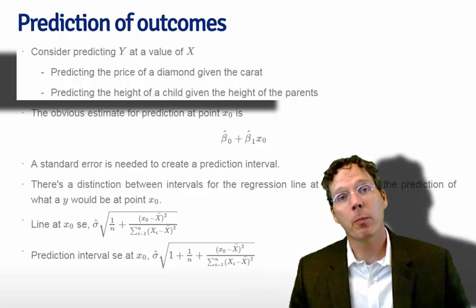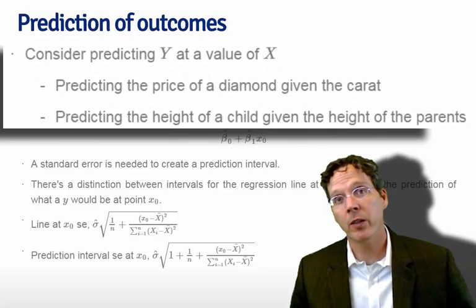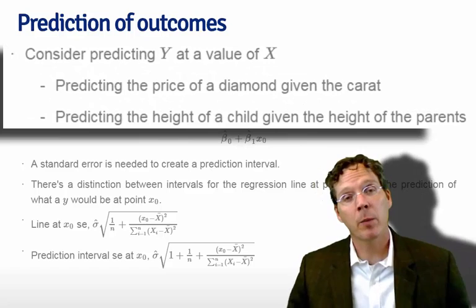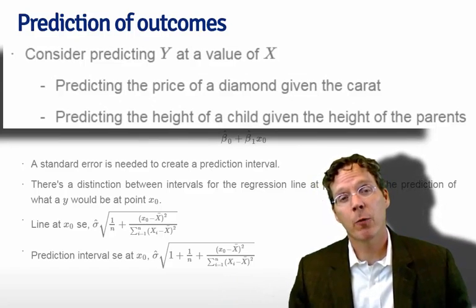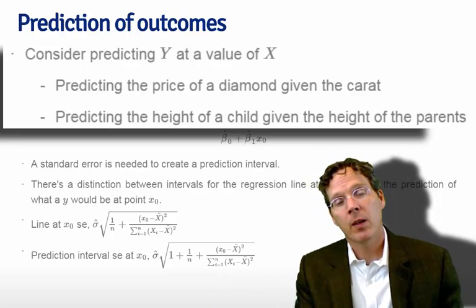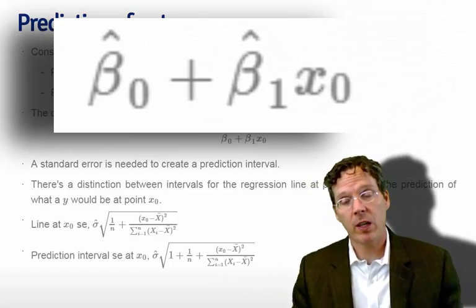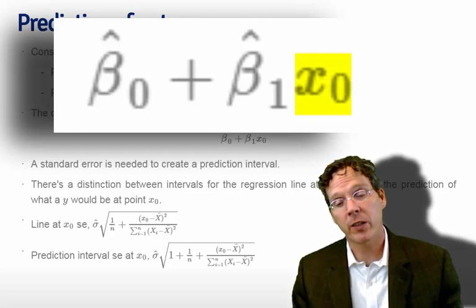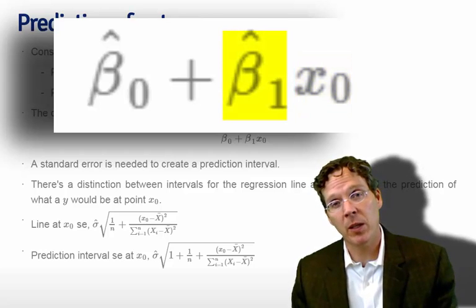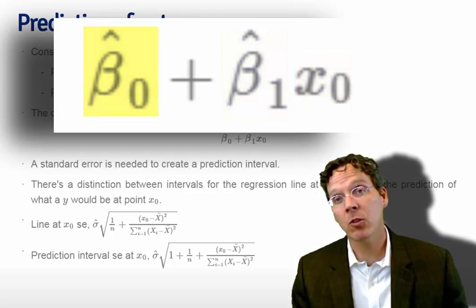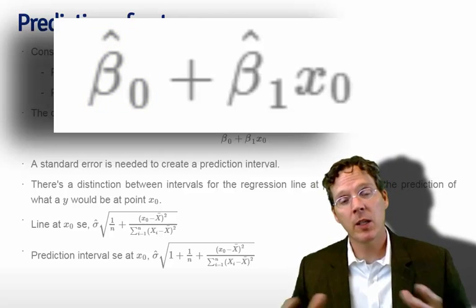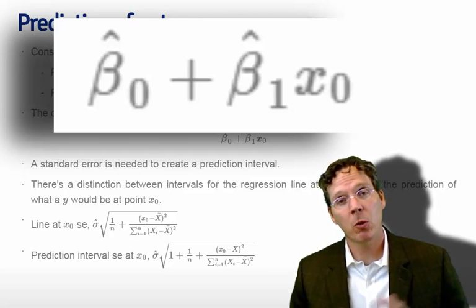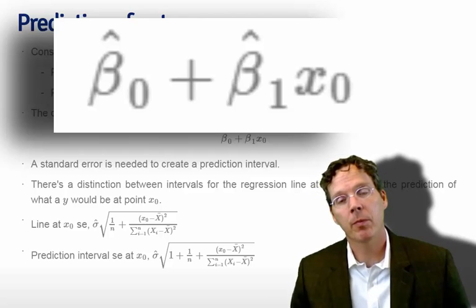So let's just talk about prediction. We might want to predict the response, which might be the price of a diamond, at a particular mass in carats. Or we might want to predict a child's height for a particular value of the parent's height. The obvious estimate in both cases is just take our x naught, our predictor value that we want to predict at, either mass or parent's height, multiply it times the relevant estimated slope, beta 1 hat, and then add the intercept. But if we want to be good statisticians, we need to evaluate some uncertainty in that prediction, so it would be nice to have a prediction interval.